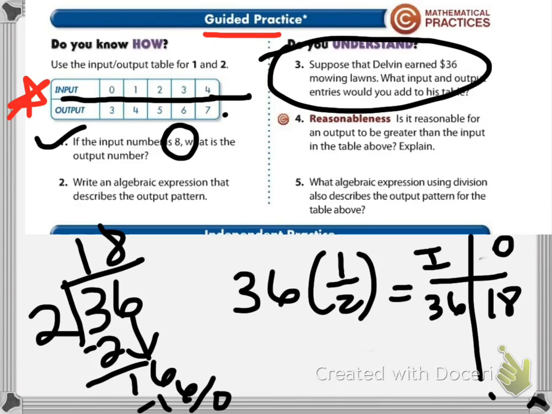Okay. Now, number 4. Is it reasonable for an output to be greater than the input in the table above? Could it be that they're asking, could the output ever be bigger than the input for the example about how he earned money, which was the input, and he's saving? How much does he save from that? No, you can't have the value greater than that because he's saving money from that. It's not like he's making more money. Okay, so number 4, you would say no, because he's making this money and the other one's being saved.